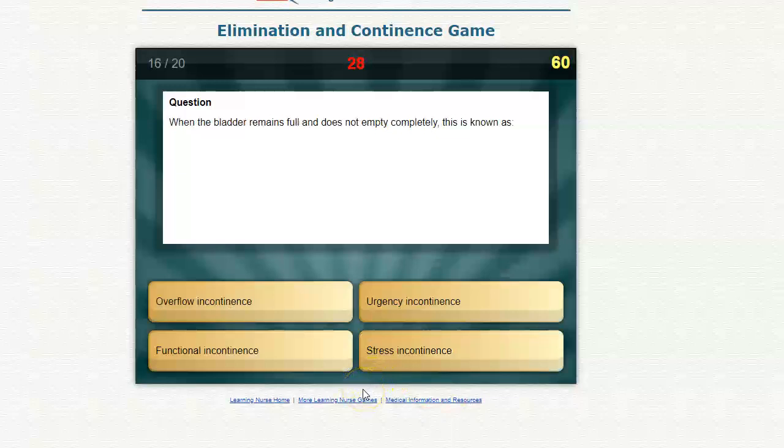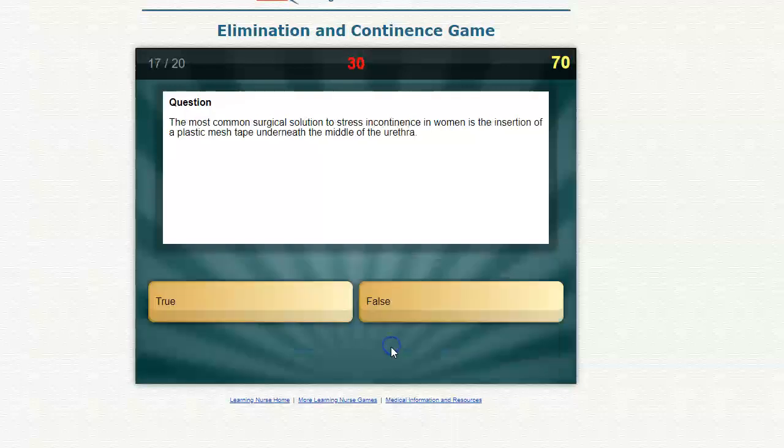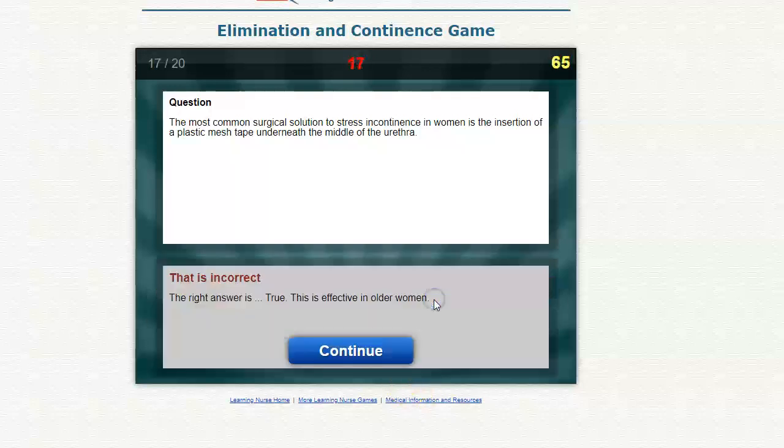When the bladder remains full and does not empty completely, this is known as overflow incontinence, urgency incontinence, functional incontinence, or stress incontinence. Let's try overflow. That's correct. The most common surgical solution to stress incontinence in women is the insertion of a plastic mesh tape underneath the middle of the urethra. I'd say false. No, it's true. This is affected in older women.